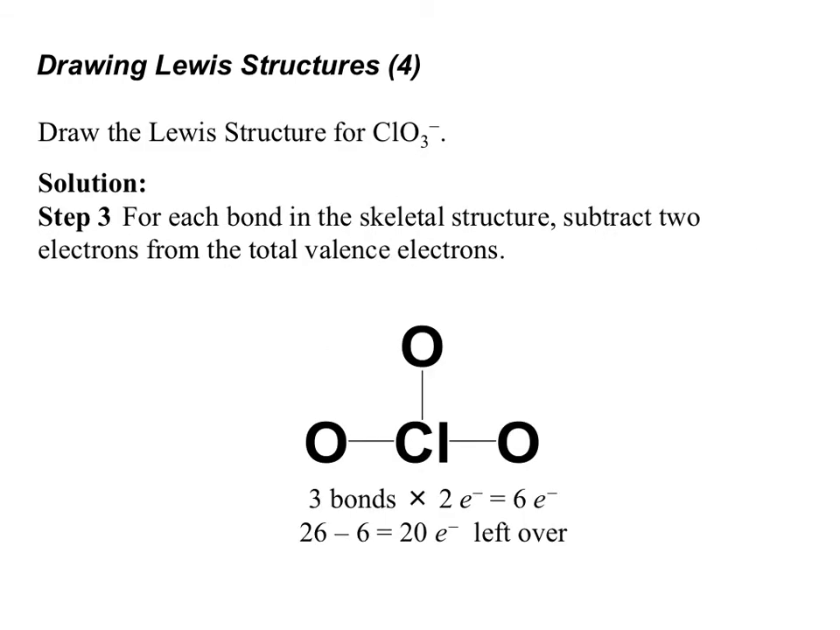Step 3. For each bond in the skeletal structure, subtract 2 electrons from the total valence electrons. We have 3 bonds. Each is 2 electrons, giving us 6 electrons. There's supposed to be 26 valence electrons, but we subtract the 6 that are already shown bonding to give us 20 electrons left over. These are the electrons that have not been forming bonds yet.